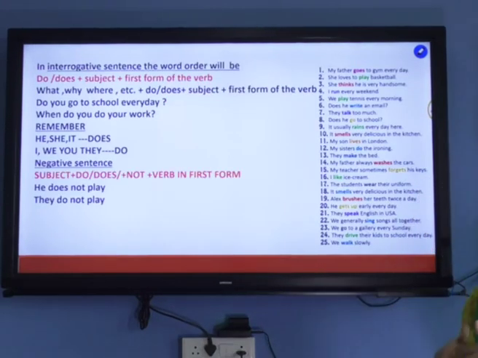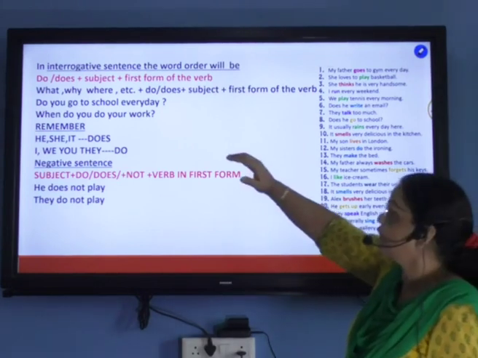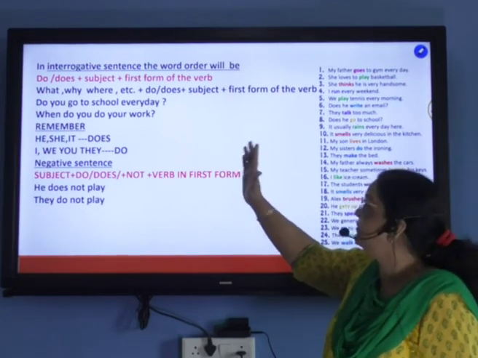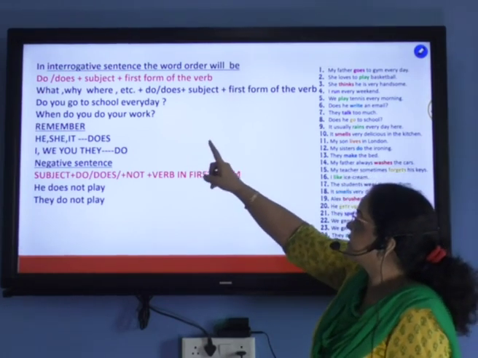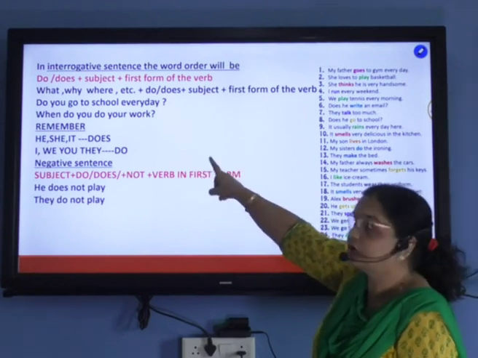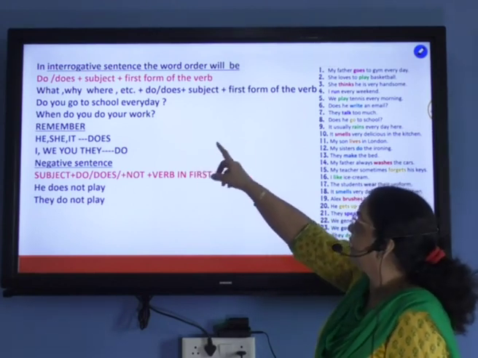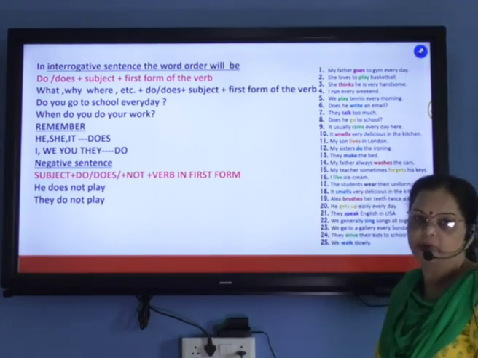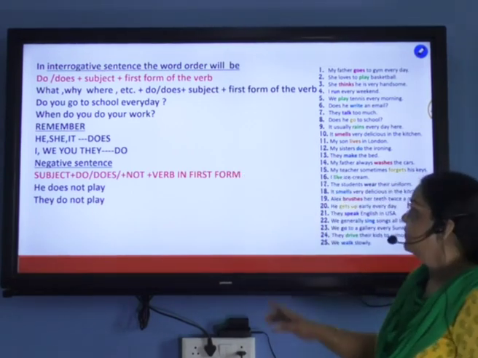Okay, now the interrogative sentence in simple present tense. You see the formula. Already I have told you the basic structure. That is the same thing I am repeating now. Do, does plus subject plus first form of the verb. You can add any question word before them: why, what, where, etc. Plus do, does plus subject plus first form of the verb. So it is very simple.